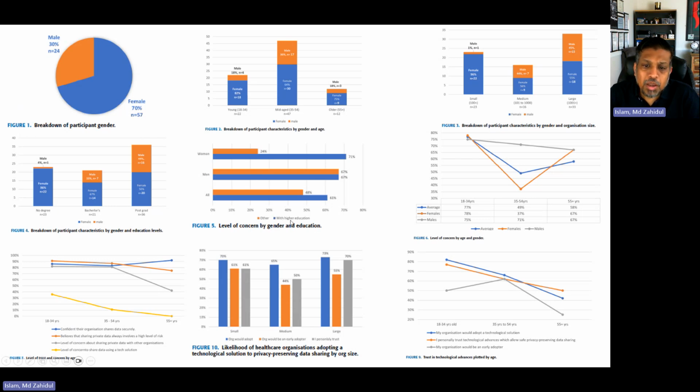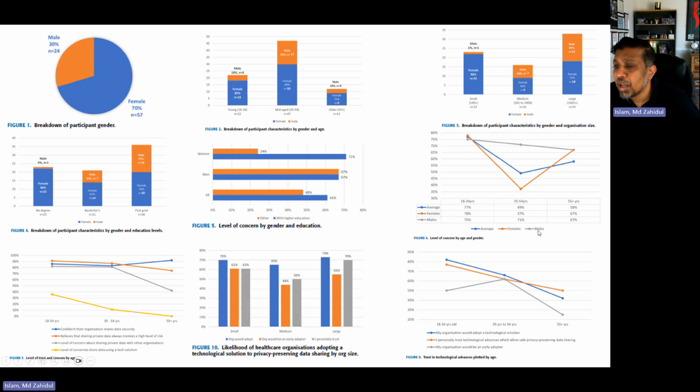Now, level of concern by gender and education. With higher education, we can see that women are more concerned. 71% as opposed to 24% of women are concerned about privacy. And similarly, for men, generally the education level does not make a big difference as per our dataset here.